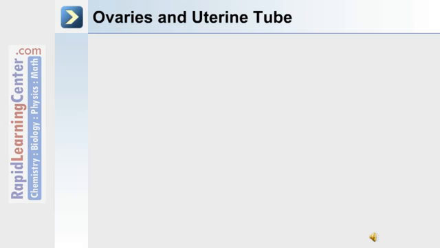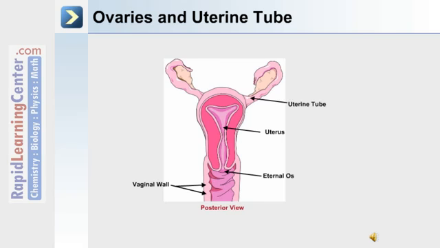A major segment of the female reproductive tract are the ovaries and uterine tube. The uterine tube, or fallopian tube, extends from the uterus and is adjacent to the ovary. At the distal end is the infundibulum and the fimbriae. The fimbriae are where the expelled egg from the ovary is captured and taken up into the uterine tube.